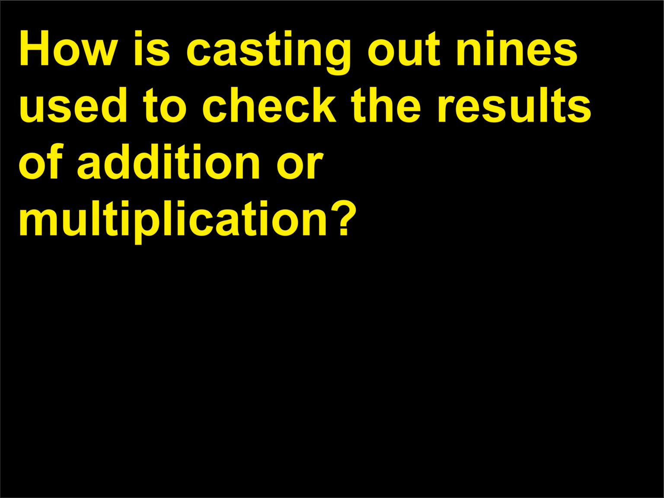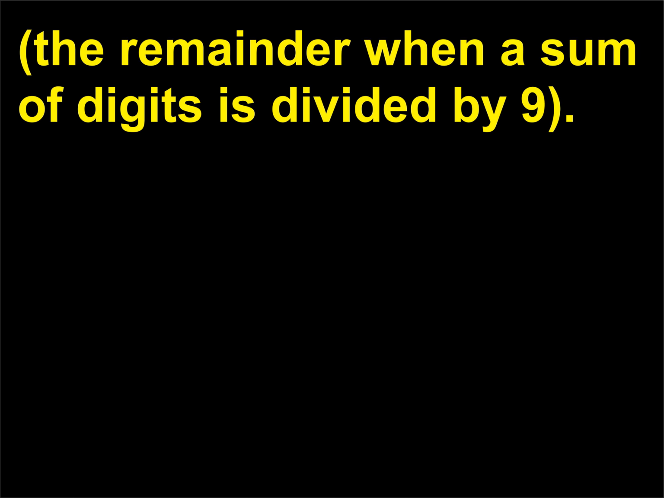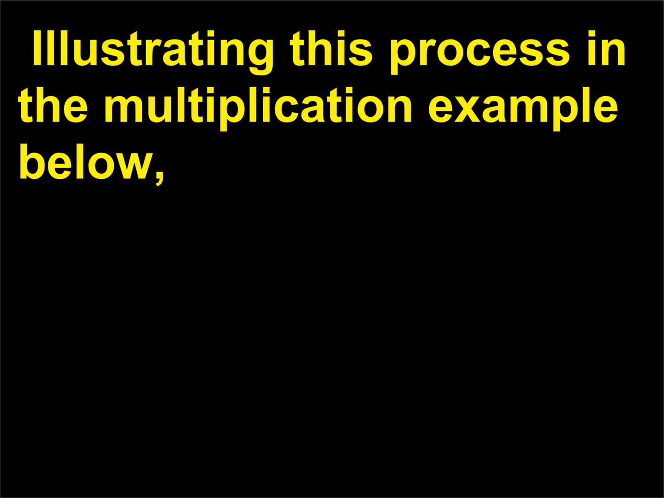How is casting out nines used to check the results of addition or multiplication? The method of casting out nines is based on the excess of nines in digits of whole numbers, the remainder when a sum of digits is divided by 9. Illustrating this process in the multiplication example below.